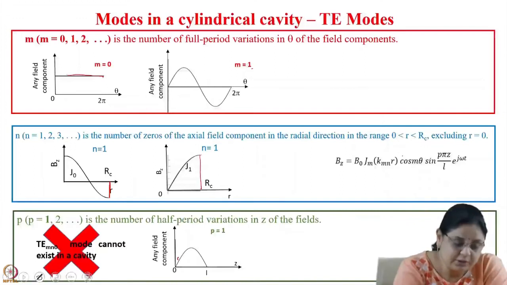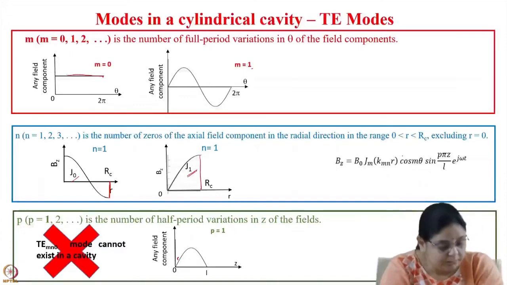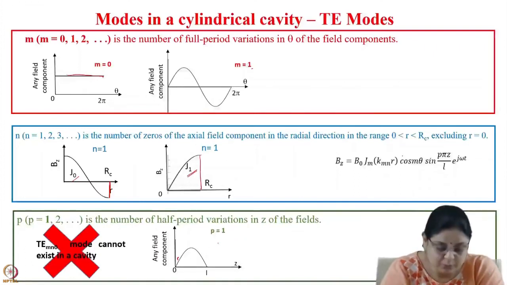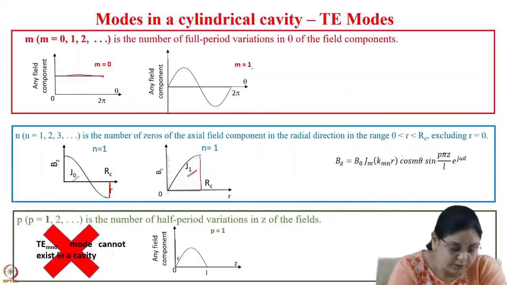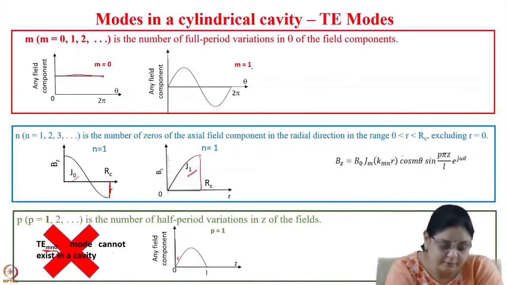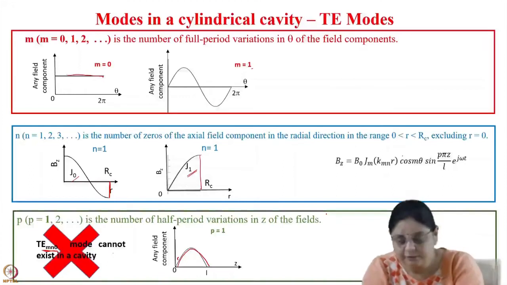And again, which Bessel function to see depends upon the value of M. So in this case, for example, we are seeing the value of J0 here, J1. P takes value 1, 2, and so on. It is the number of half period variations in Z of the field. So P is equal to 0 is not possible. In other words, a TEMN0 mode cannot exist inside the cavity. So P is equal to 1 means 1 half period variation. P is equal to 2 means 2 half period variations and so on.